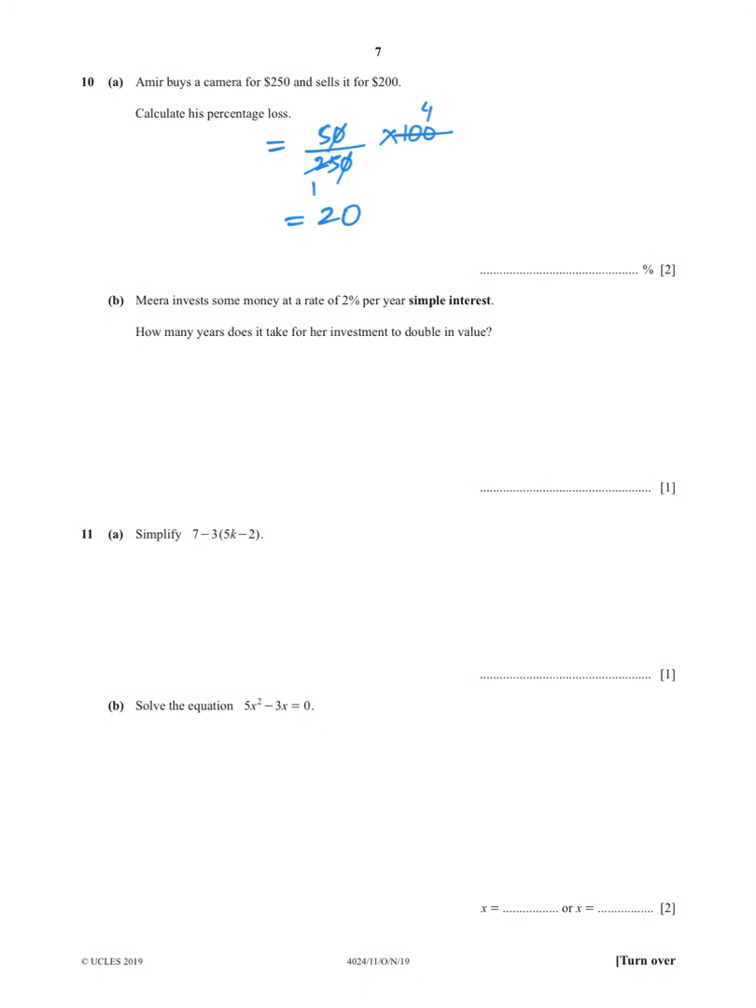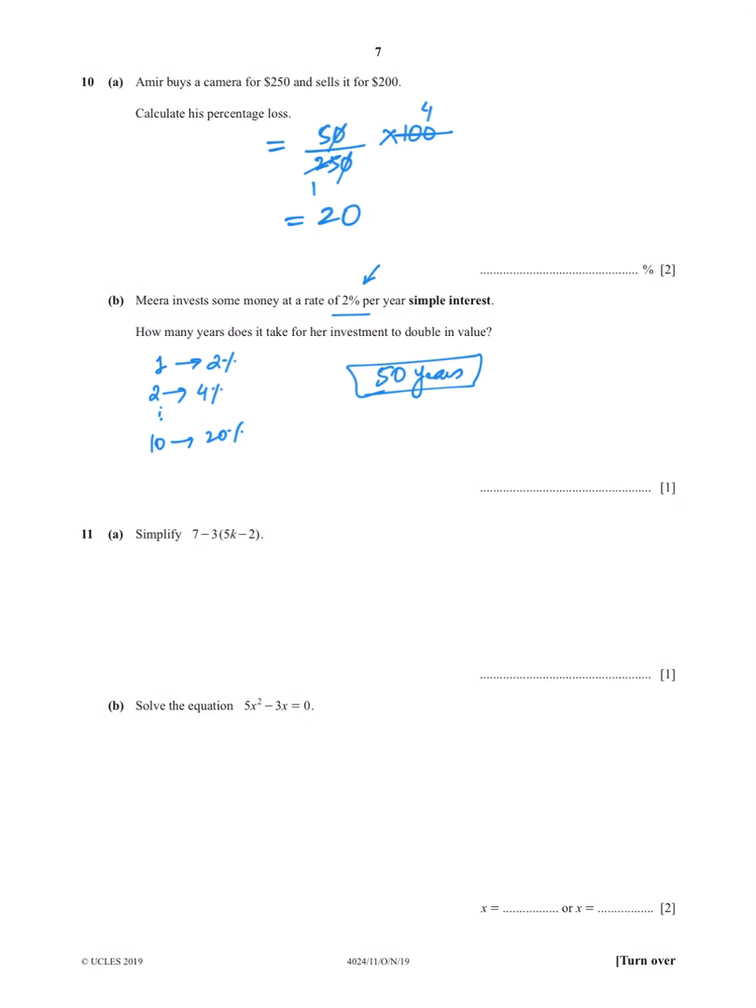Part B, Meera invests some money at a rate of 2% per year, simple interest. How many years does it take for her investment to double in value? Now, what is that 2%? 2% says that there is an increment of 2% per year. Alright, so if you take an example, for the first year it will be 2%, right? For the second year it will be 4%. Similarly, for 10 years, it will be 20%, right? We need to find the number of years in which the value doubles. So that will be 50 years, because at 50 it will be 2 times 50, which is 100, and 100 means that it's a total double in value. So the answer is 50 years.